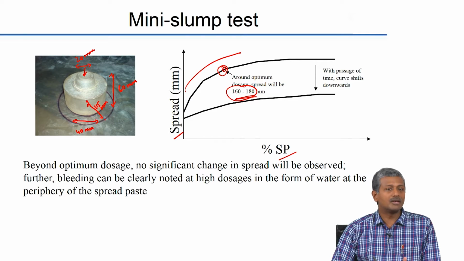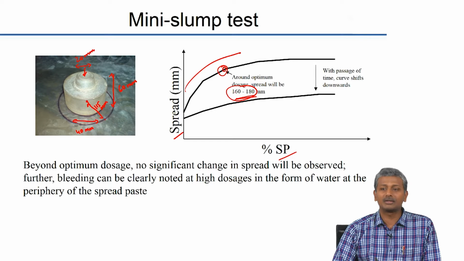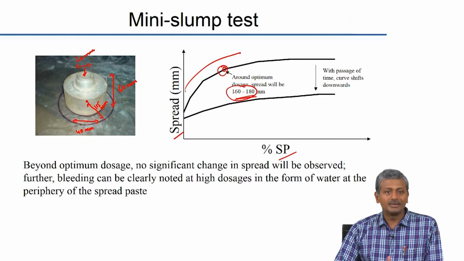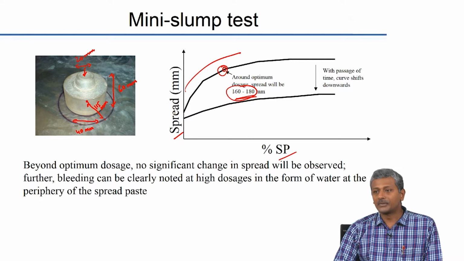So more often than not, this kind of a procedure is used to fix the superplasticizer dosage required to get your self compactability in concrete. So when you want flowing concrete, this is the kind of criterion you will be looking at.